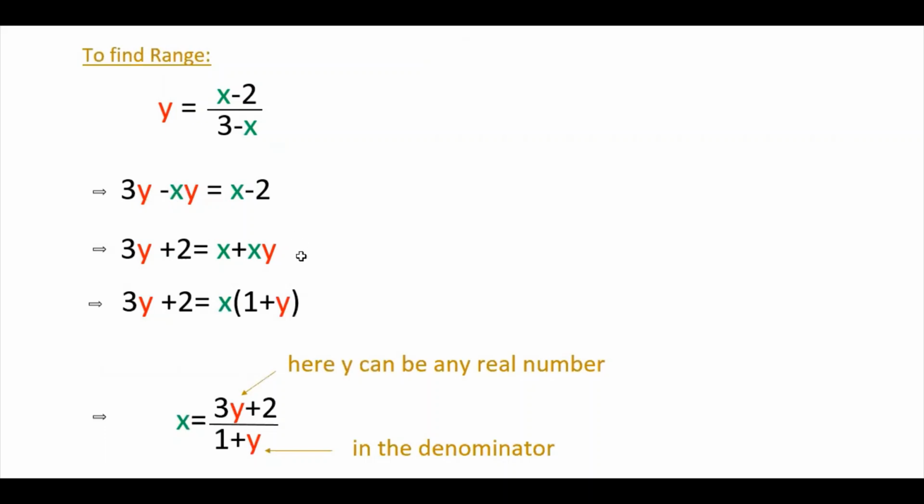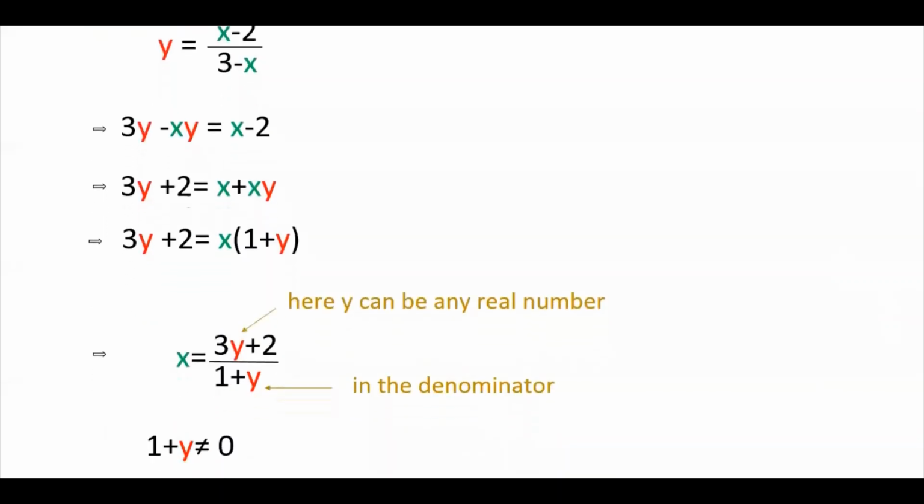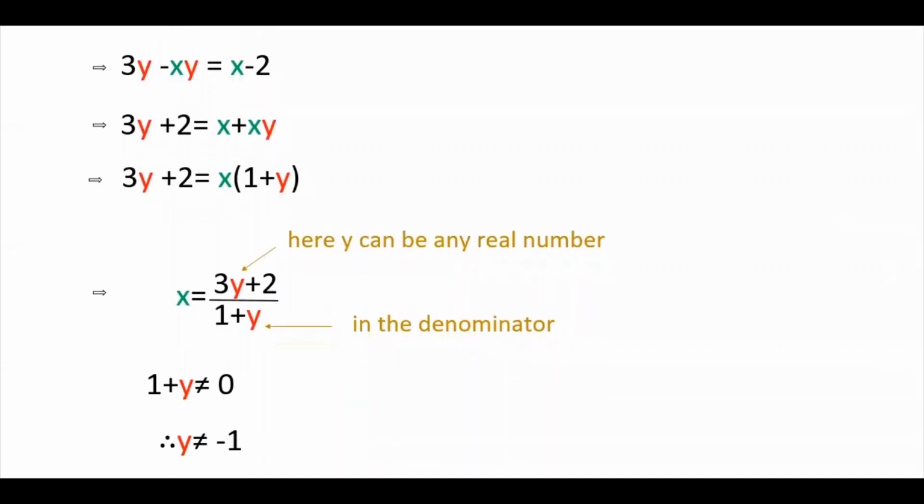3y plus 2 is equal to x. Here minus xy becomes plus xy. Then 3y plus 2 is equal to x, where x is common. So x into (1 plus y). Then see here, x you can write in terms of y. Therefore x is equal to (3y plus 2) by (1 plus y).